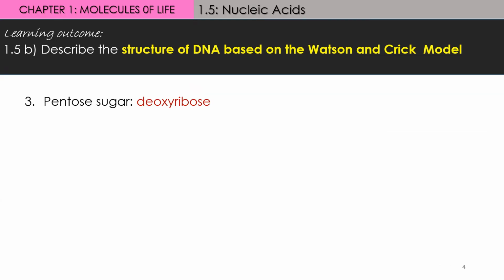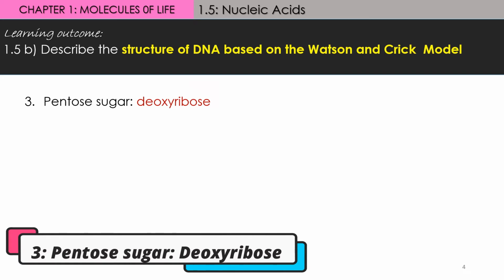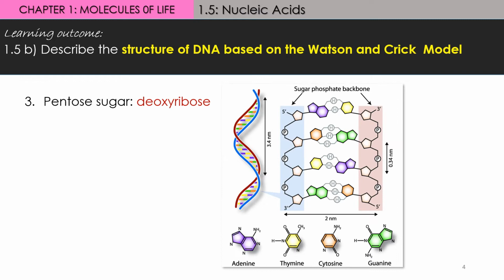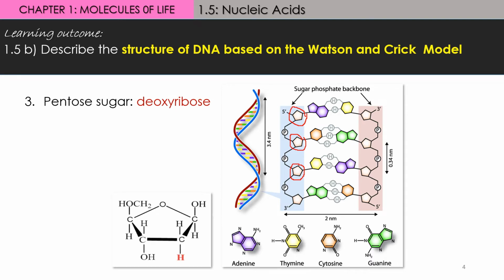Third, the Watson and Crick model also proposed that the DNA contains pentose sugar type deoxyribose. So take a look at this picture to spot the deoxyribose sugar. Here, the pentagonal shape in peach color is representing the deoxyribose sugar. Since this structure is very simple, I provide here the zoom-in structure of deoxyribose.